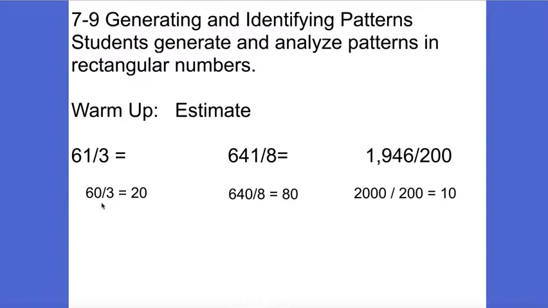You did see the answers, but this is how they were rounded. 61 divided by 3, I would estimate it as, I would round 61 to 60. 60 divided by 3 is 20. Then I would round 641 to 640. 640 divided by 8 is 80, because 8 times 8 is 64, and then you just add a 0. And the next one is 1,946 divided by 200. I just round 1,946 to 2,000 divided by 200, I'll get 10.